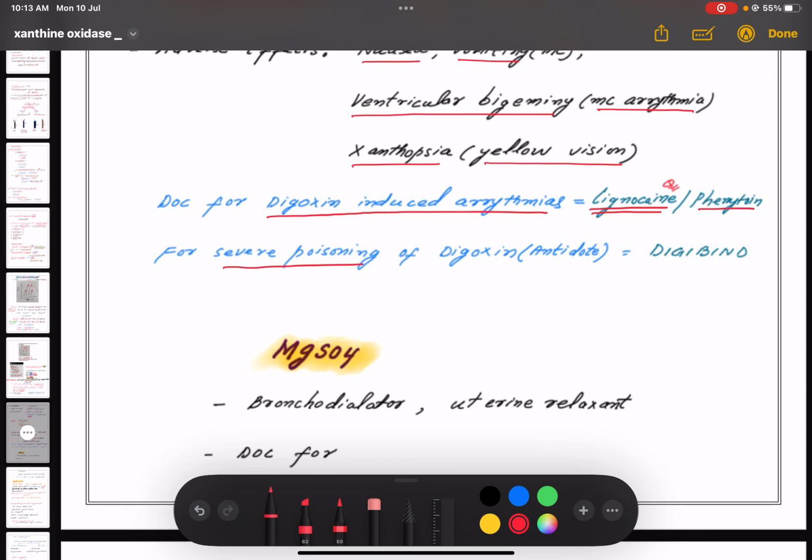For severe poisoning we use an antidote. For severe poisoning of digoxin we use an antidote known as digibind.